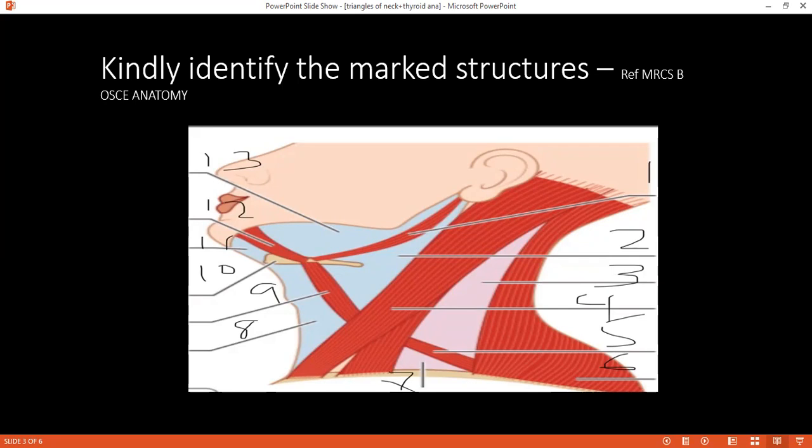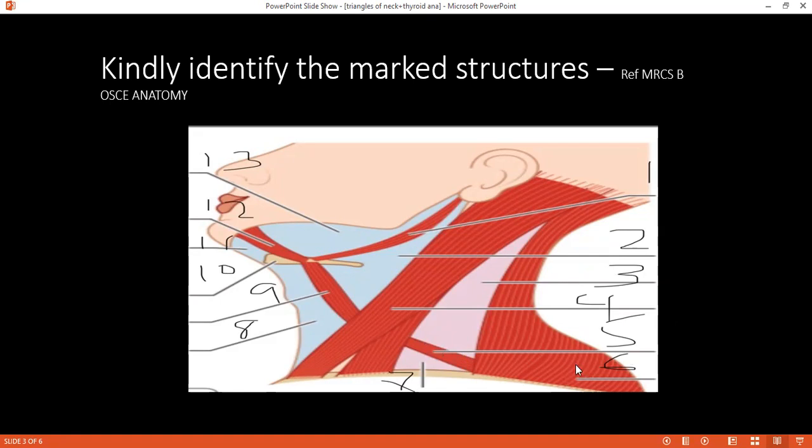Which muscle is this? This is the sternomastoid muscle. Very good. It is also dividing the neck into anterior and posterior triangles. How many posterior triangles are there? There are two posterior triangles. How are they divided? By the posterior belly of omohyoid. Which muscle is number 5? The inferior belly of omohyoid. And number 6? It's the trapezius muscle.